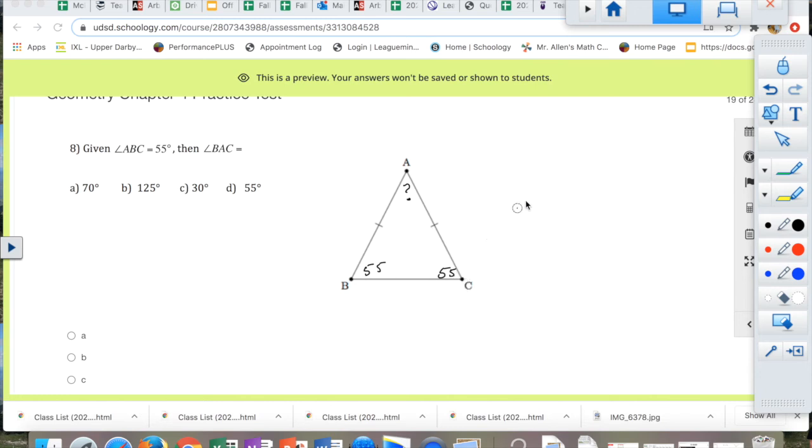So this one's 55, that's 55. So 55 plus 55 is 110 degrees. Use triangle sum, subtract the 110 from 180, because all triangles add up to be 180. 180 minus 110 is 70 degrees.